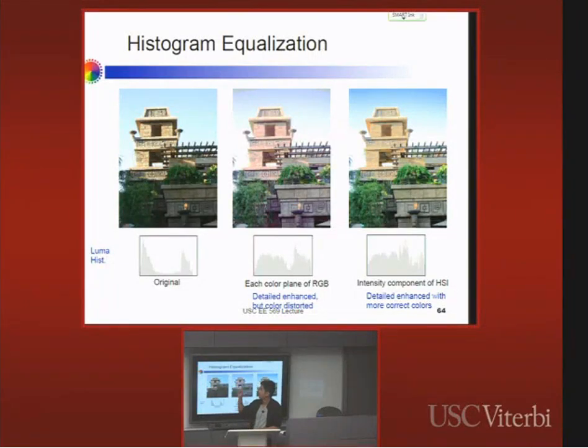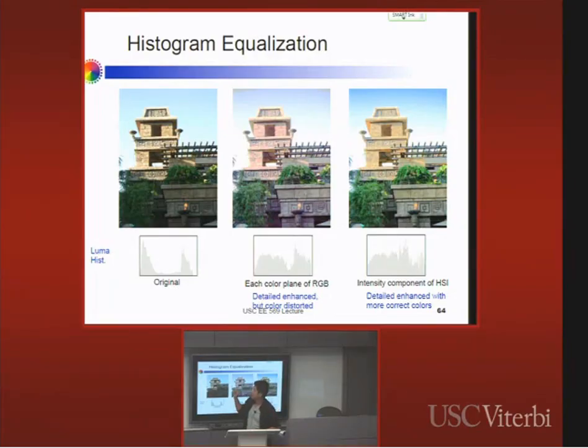And the one on the very left side is the original image. The one in the middle is if we apply histogram equalization on the R component, G component, and B component separately, and then combine them together. The one on the very right side is where we first convert RGB to HSI, only do histogram equalization on the I component, and then convert it back.